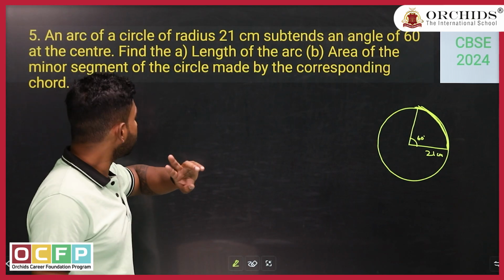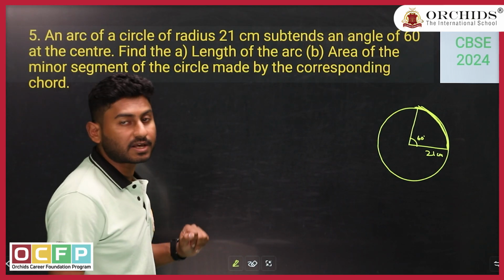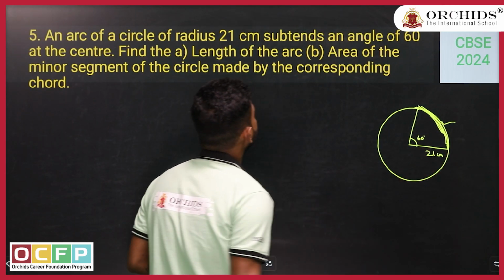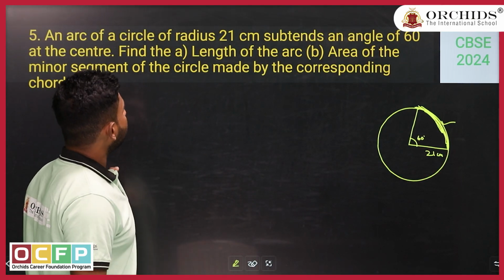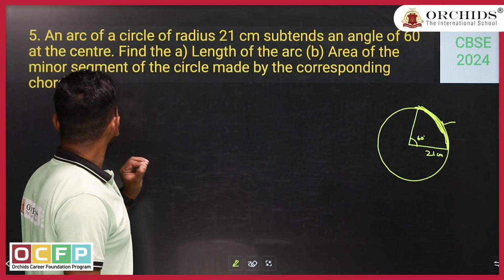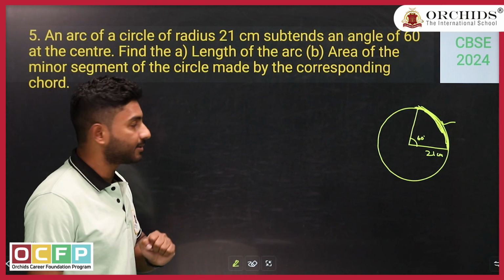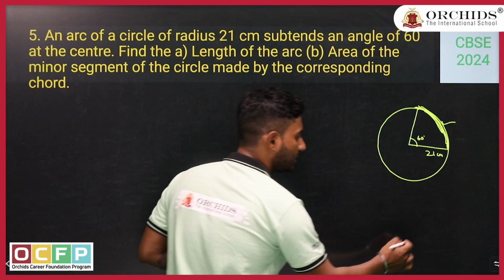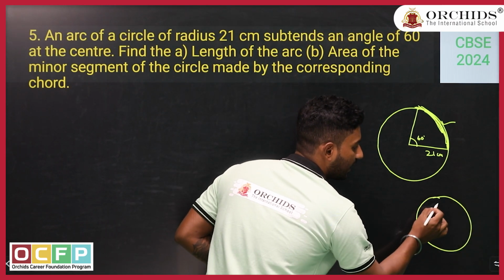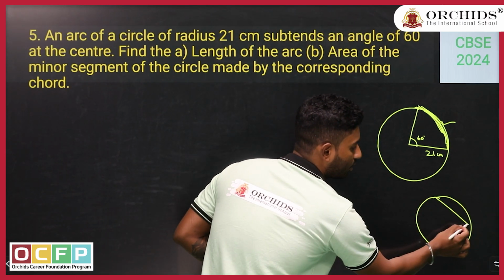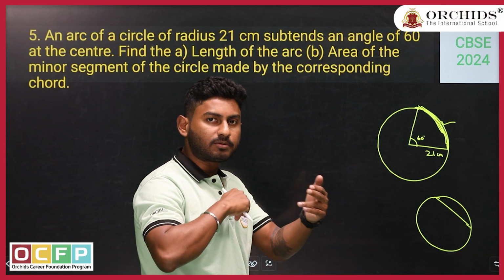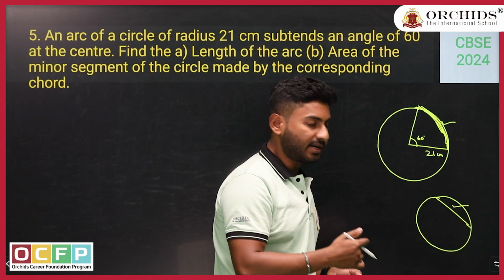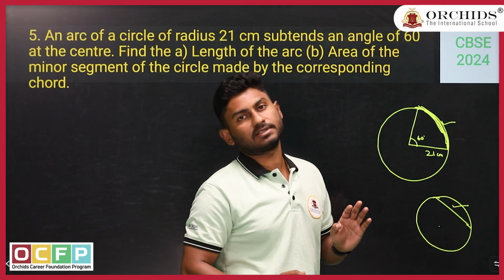Find out. So there are two questions. Find out the length of the arc. So they are asking you to find out the length of this arc. This one they are asking. And also they have asked you to find the area of the minor segment. What is segment? Segment is, suppose this is a circle and this is the chord. Now a chord divides a circle into two parts. Okay, what is this part? This is called minor segment. What is this called? This is called major segment.